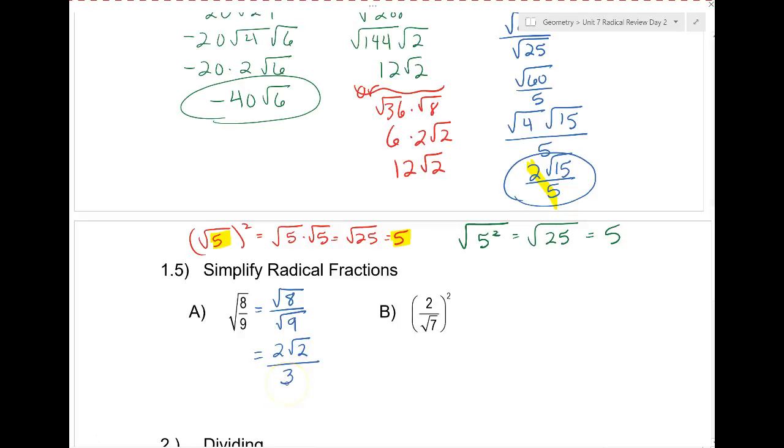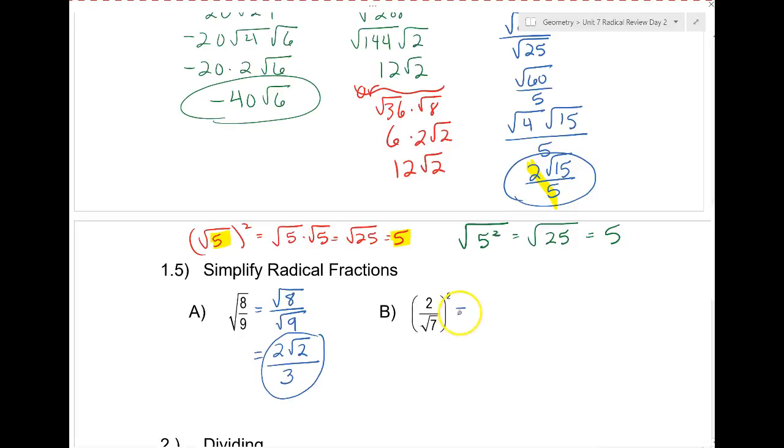And then I check to see if 2/3 can simplify any more, and it can't. So my final answer for our original problem, the square root of 8/9, is really 2 root 2 over 3. Make sure the numbers out front and the numbers inside the radicals are in simplest form. What do you guys think? Not too bad, is it?